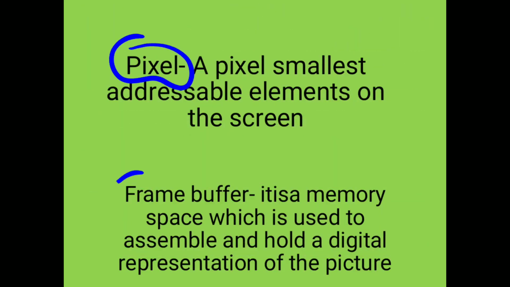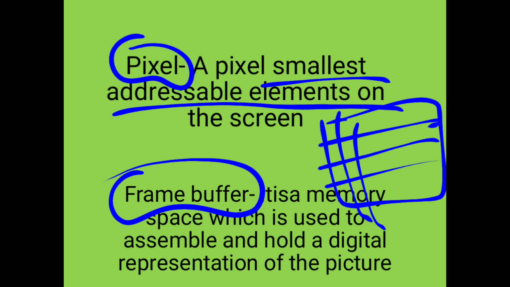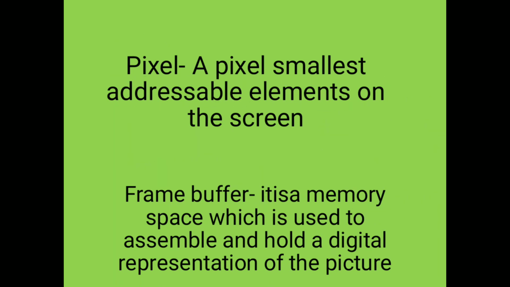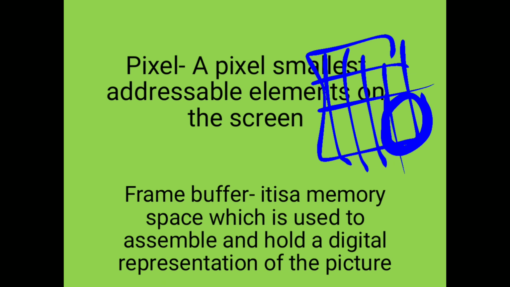One is what is a pixel, and what is the frame buffer. A pixel is nothing but the smallest addressable element on the screen. For example, if the screen is divided into some equal parts, the smallest part we call a pixel. Coming to the frame buffer, it is a memory space which is used to assemble and hold the digital picture.